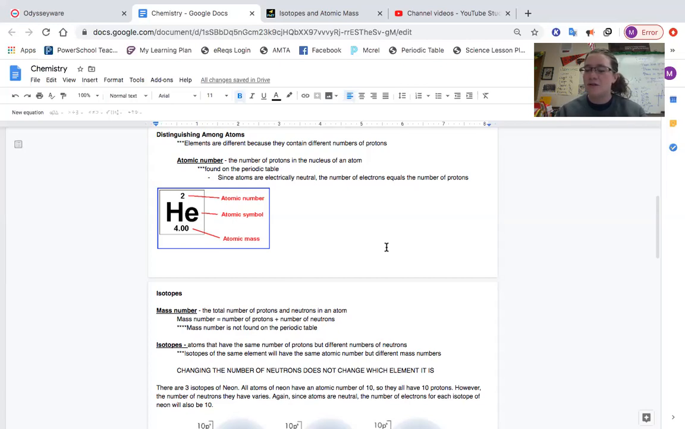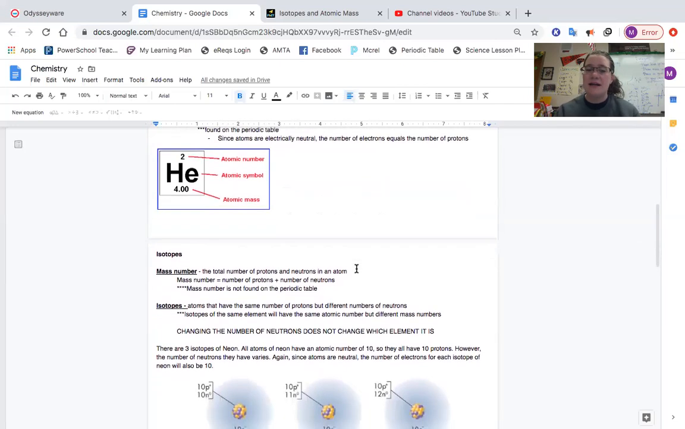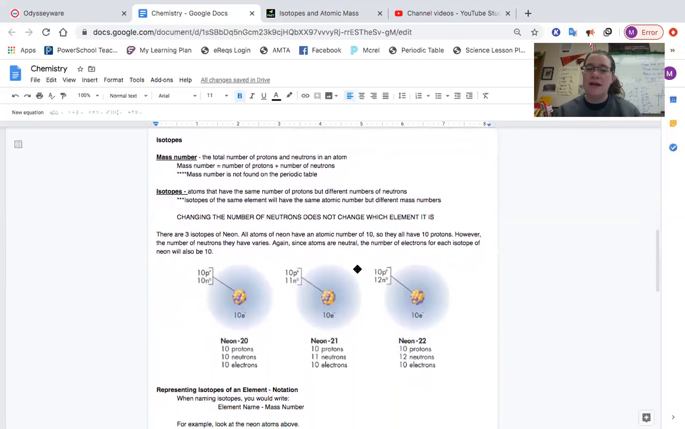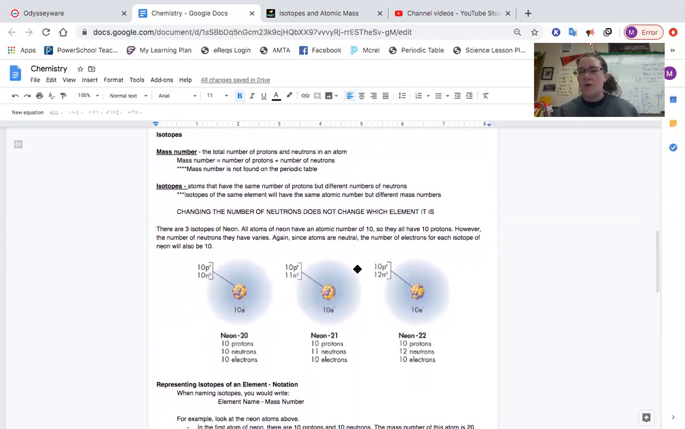Now, neutrons aren't something that you can find from your periodic table. It's something that we need to know the mass number for. And mass number also is not on the periodic table. So the mass number would either need to be given to you, or maybe it's something you are using to identify what type of atom of whatever element you're looking at.